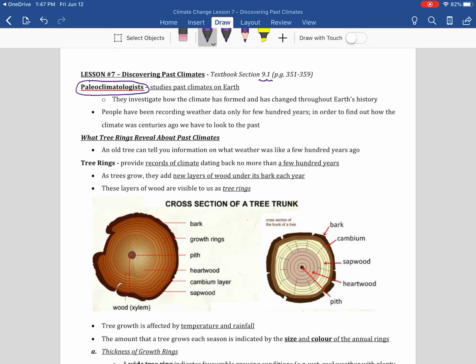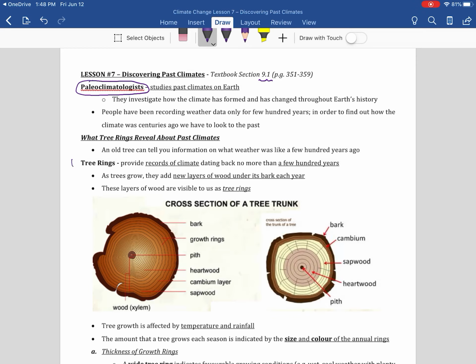What paleoclimatologists do is they take a look using clues in various things that we actually have here on Earth currently to see what was going on in climates many thousands of years ago, and if not thousands, then tens of thousands, and even further beyond that. We've only been able to record weather data for the last couple hundred years, but we have other clues as to what the climate was like way longer ago than that.